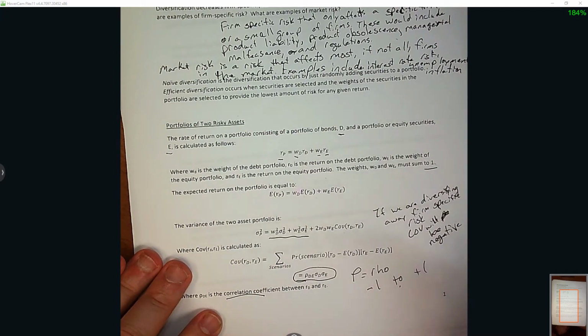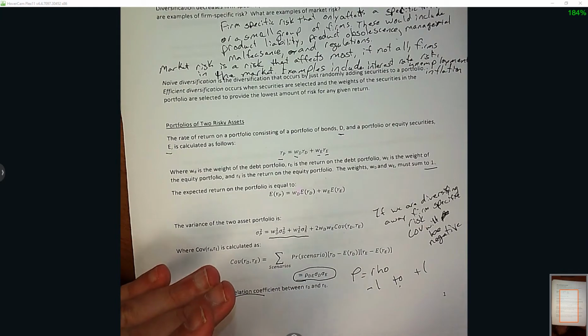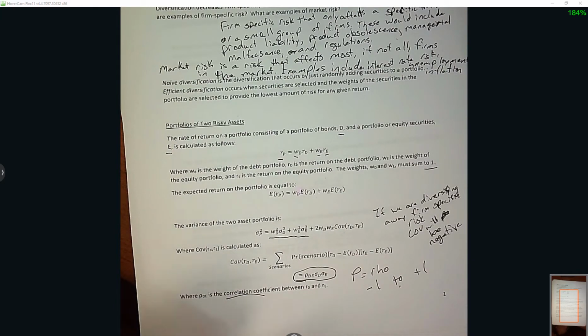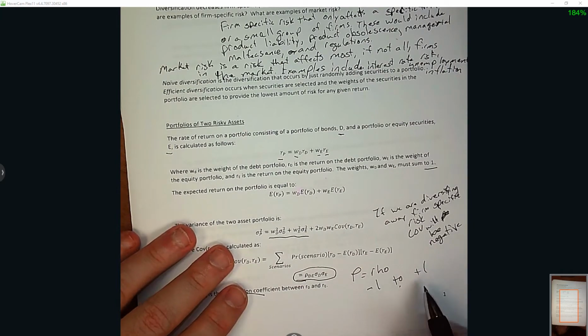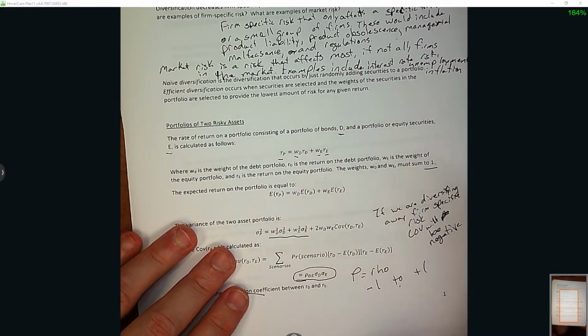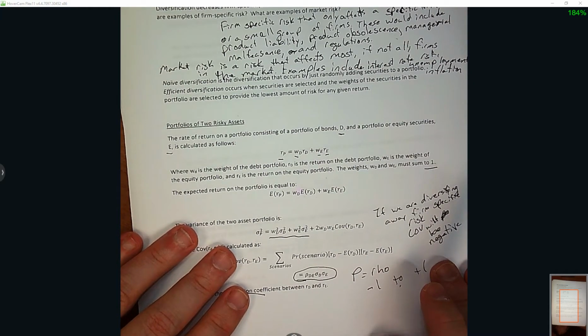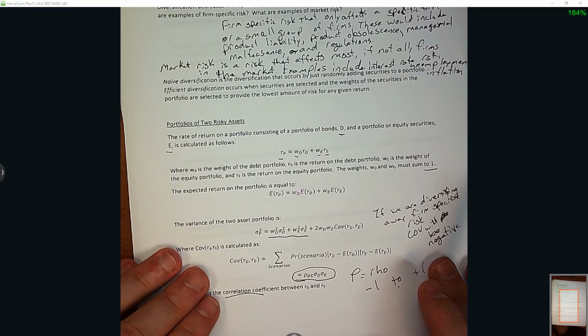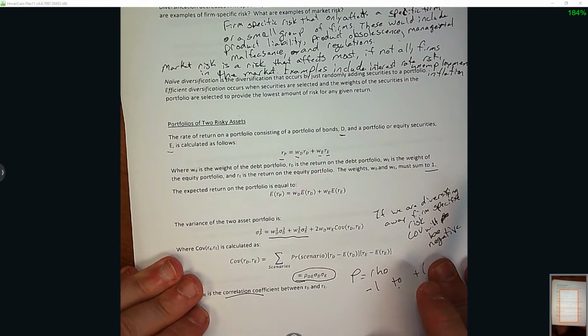In other words, we want them to kind of move against each other, or at the very least not be related to each other. If rho is equal to 1, then we don't receive diversification benefits because they move together. The two assets move together.